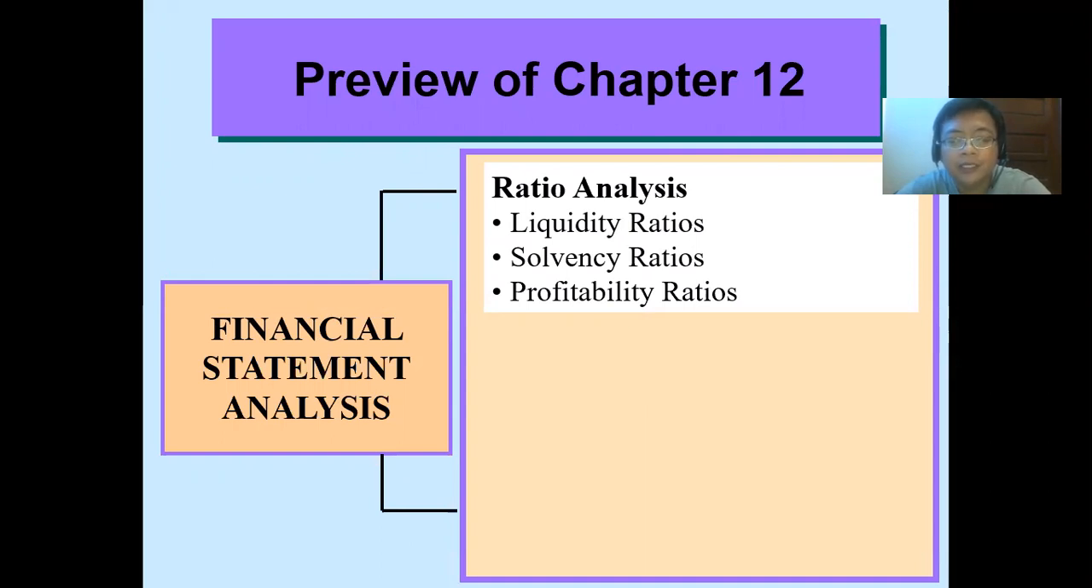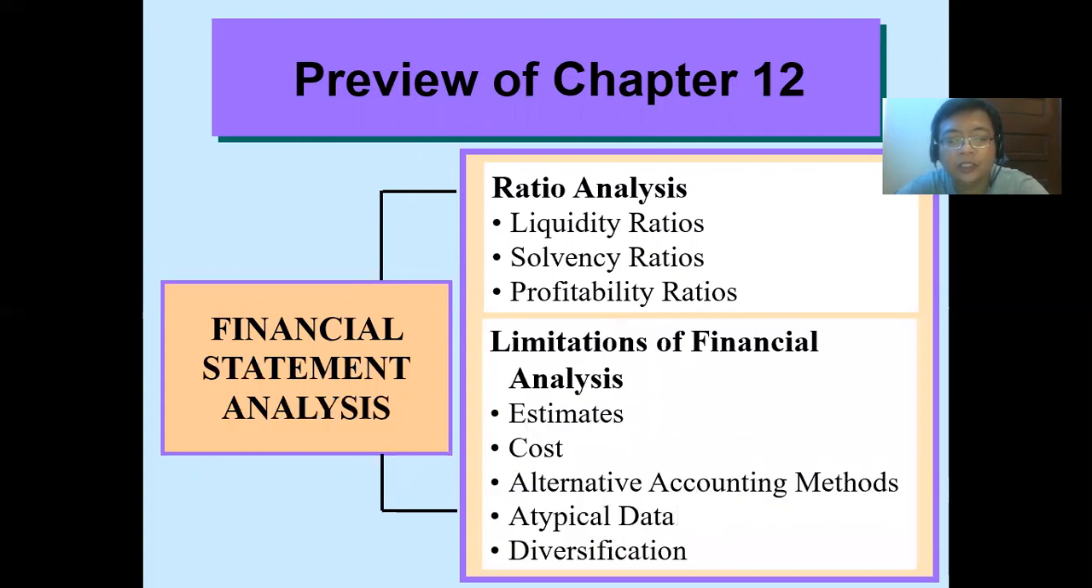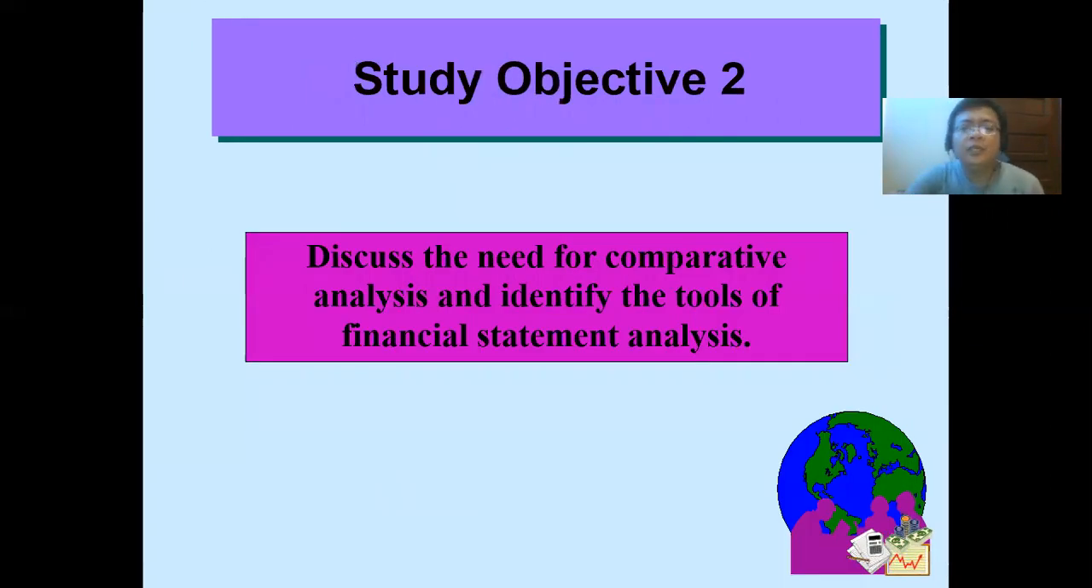Please listen, because this is part of your term paper, so that you can discuss this ratio analysis thoroughly in your term paper. And what are the limitations of the FS? You have your estimates, your costs, your methods, atypical data, and diversifications. One by one, I will discuss that. First thing to do in terms of objectives is to discuss the comparative analysis and identify the tools of the FS analysis.